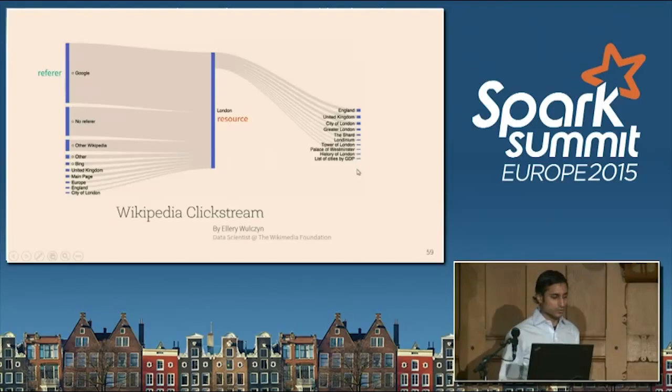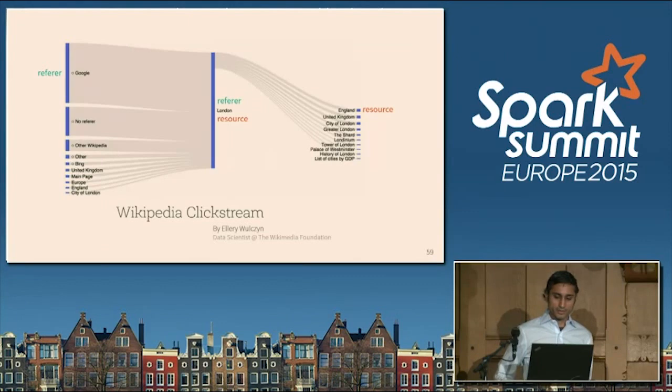So this was a cool diagram, and actually the way this is made is not by just a referrer resource here, but actually for this side, London becomes a referring article to the resource of England, for example. So, we're in Amsterdam today, so I thought it'd be cool to make this for Amsterdam. So that's what we will do in the next lab. But let me introduce you to the data set.